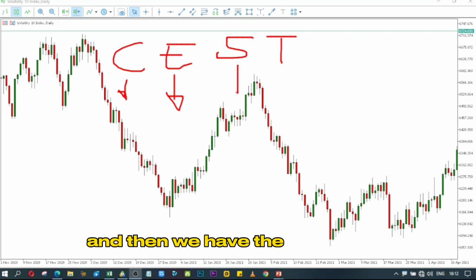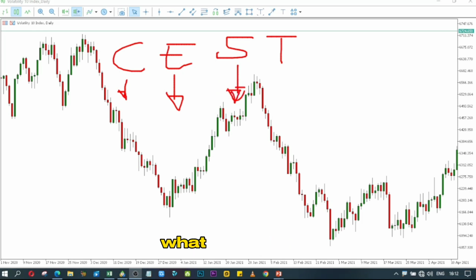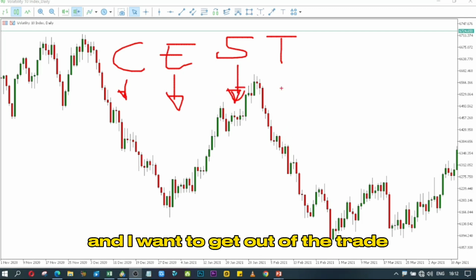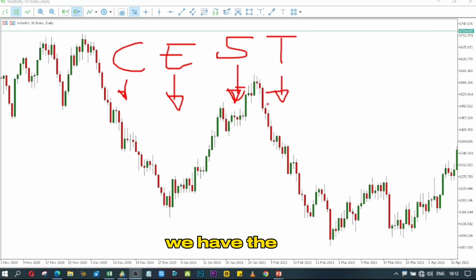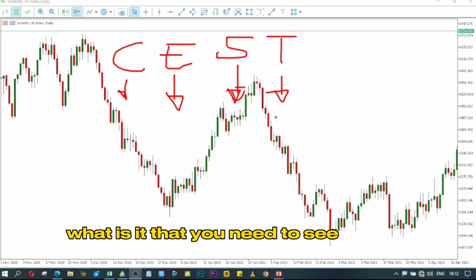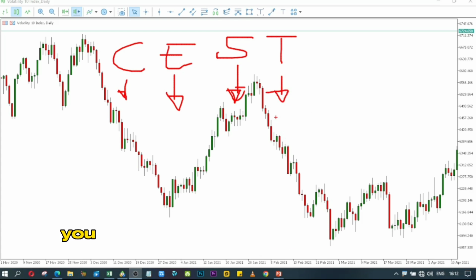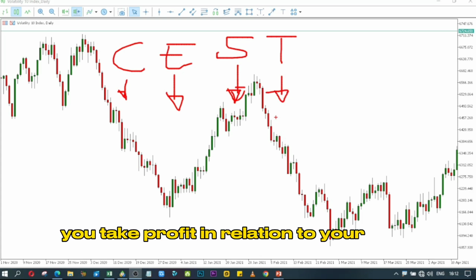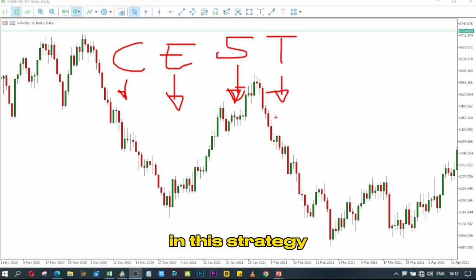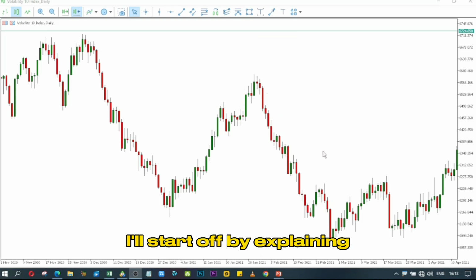And then we have the S for stops. What is the stop loss? What is that zone where you say, okay, if the market comes to this place, I'm wrong in my analysis and I want to get out of the trade? And then lastly, we have the T, which stands for targets. What is it that you need to see to take profit, or what is your take profit in relation to your stop loss? So in this strategy, I'll start off by explaining the C.